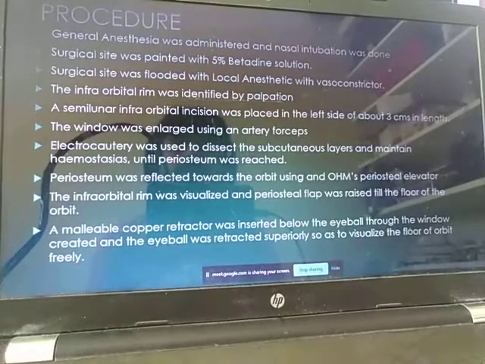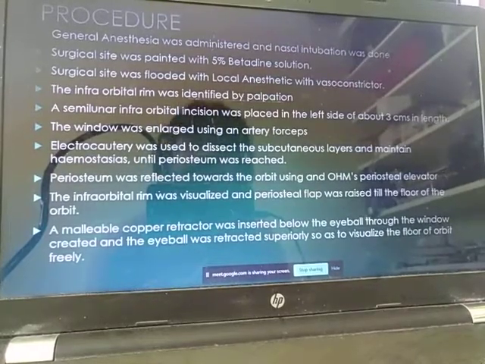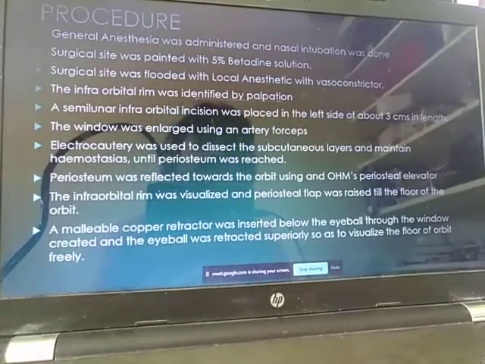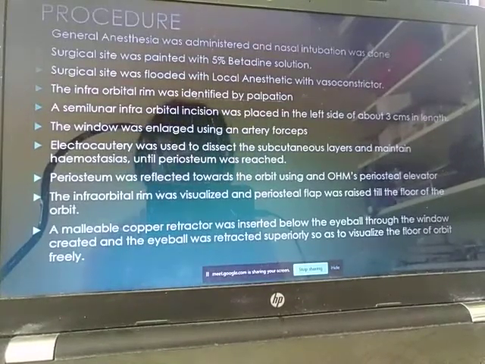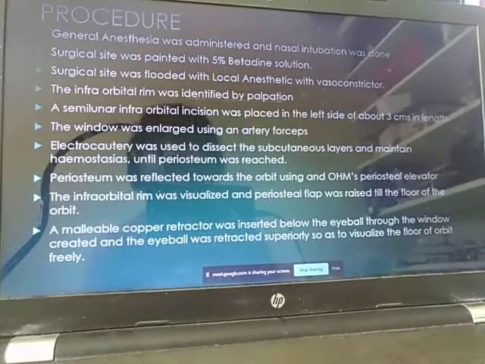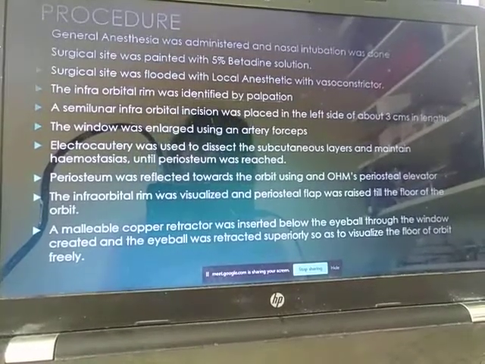Then the infraorbital rim was identified by palpation. A semilunar infraorbital incision was placed on the left side, about 3 centimeters in length. The window was enlarged using an artery forceps. Electrocautery was used to dissect the subcutaneous layers and maintain hemostasis until the periosteum was reached.